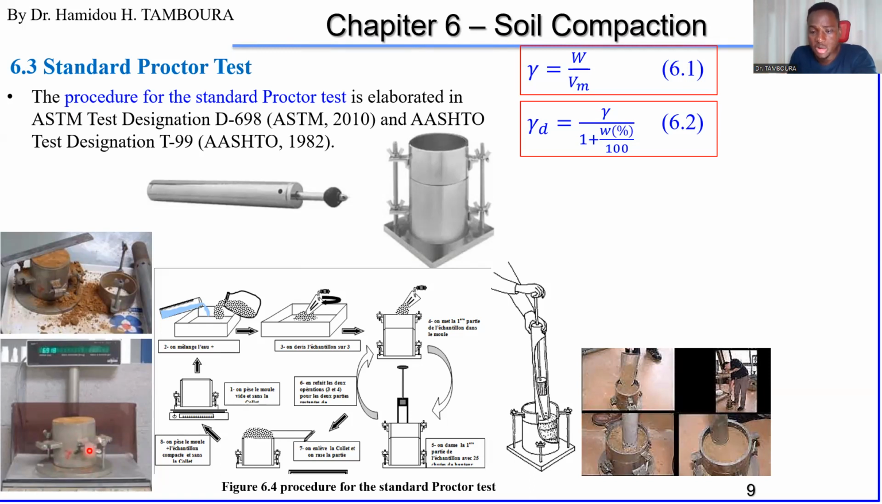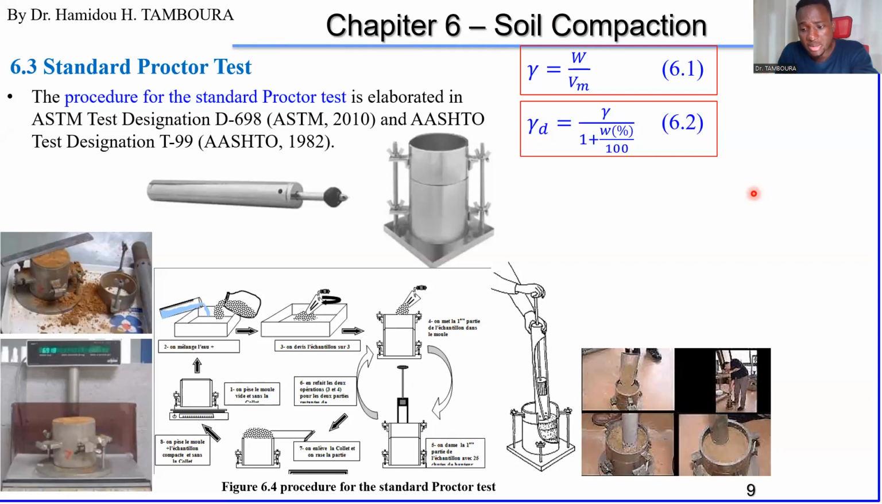Okay. And if you now have the weight of this wet soil by doing weight of full mold minus weight of empty one, you can then use the volume 944 to obtain the unit weight. And by using the wet unit weight, you can obtain the dry unit weight. But before obtaining the dry unit weight, you have to obtain the water content, okay?